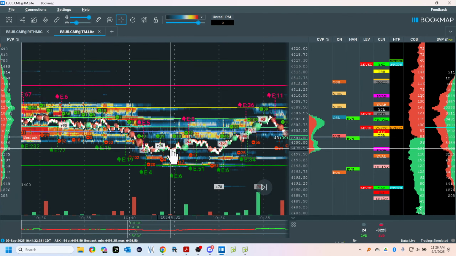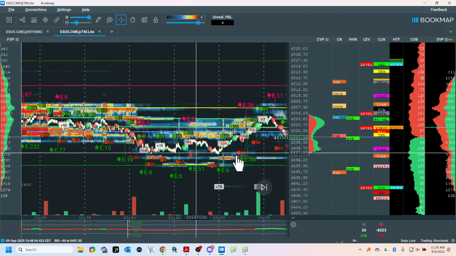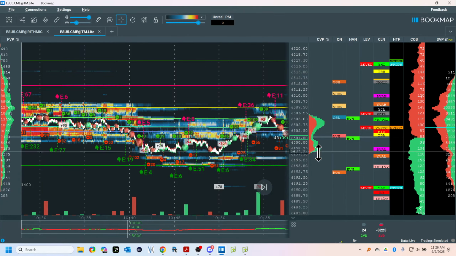Right here is a node, a high volume area. This acts like a volume point of control. Out here is a low volume node. It's here, so this is the outside edge. So we were trading, remember, short, down, just right.